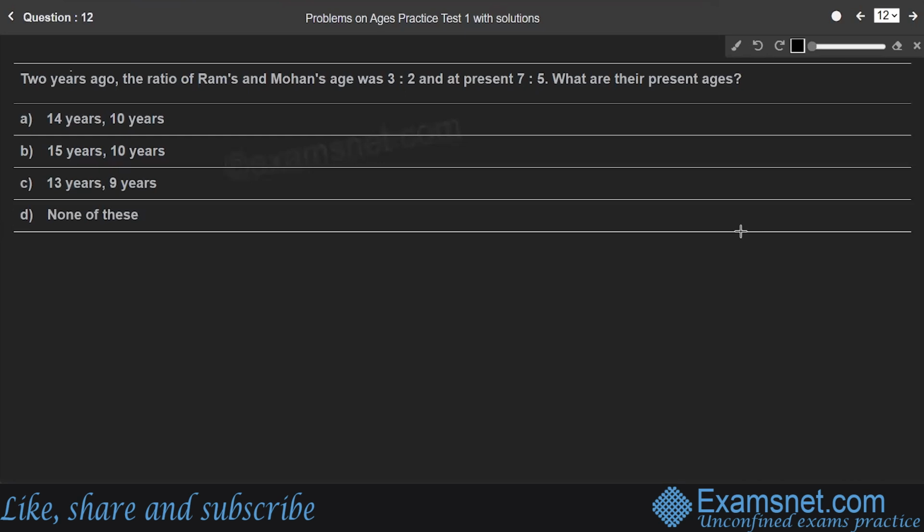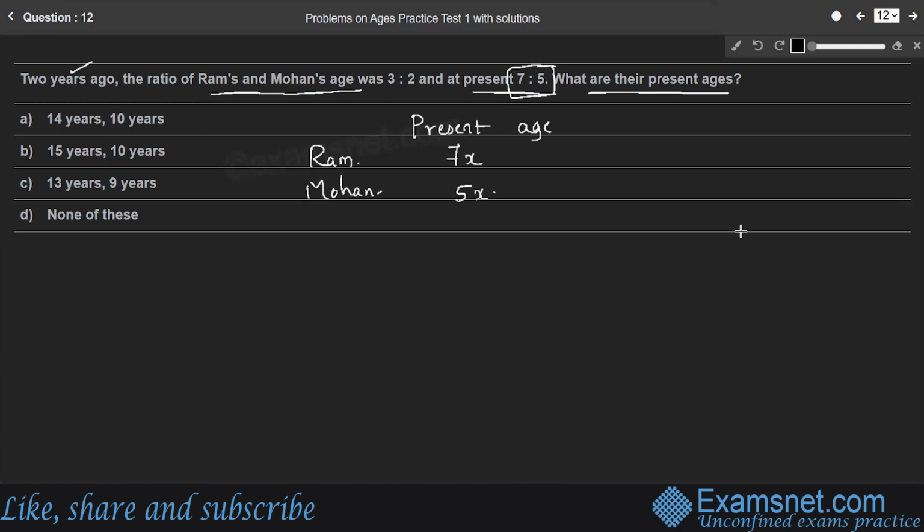Question number 12. 2 years ago, the ratio of Ram's and Mohan's age was 3:2 and at present 7:5. What are their present ages? So the ratio of their present ages is 7:5, right? Therefore, we'll consider their present ages as 7x and 5x, Ram's age and Mohan's age.